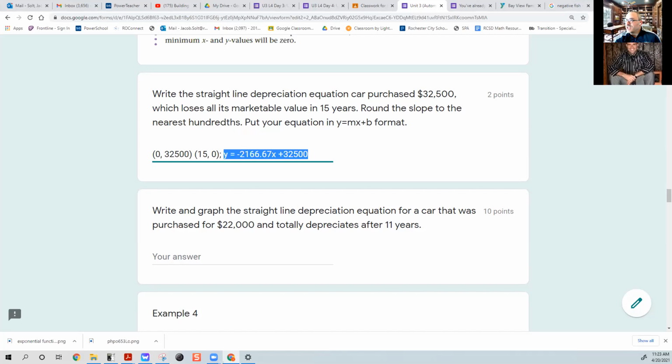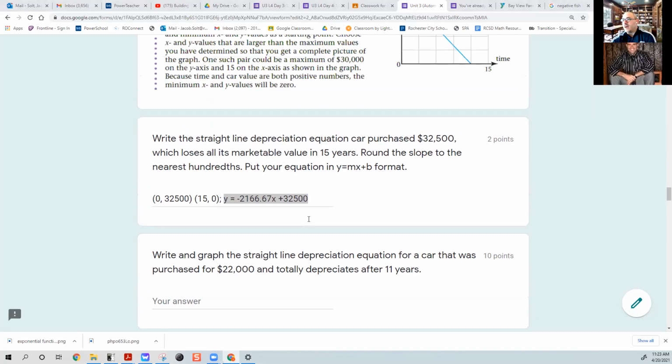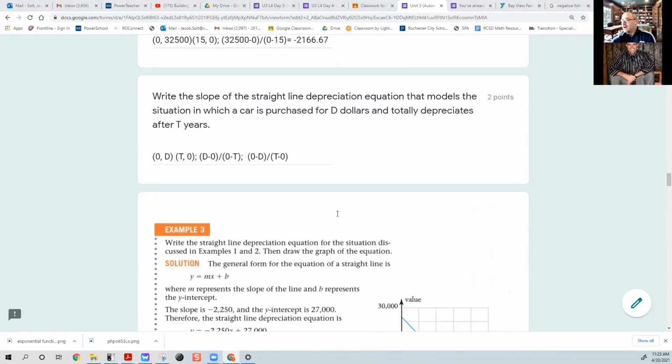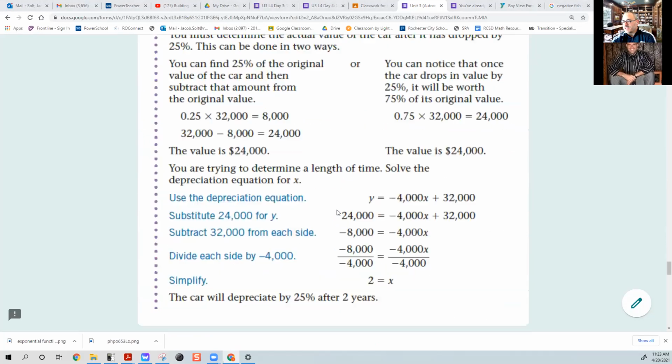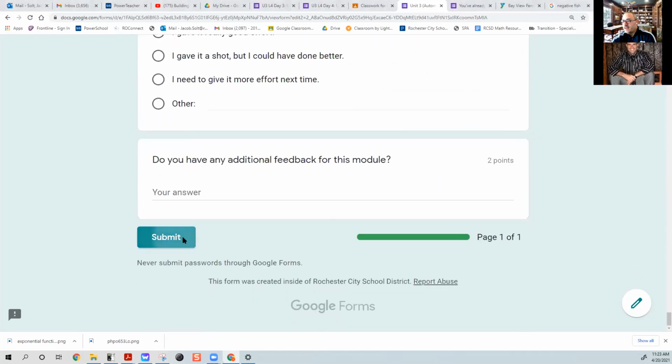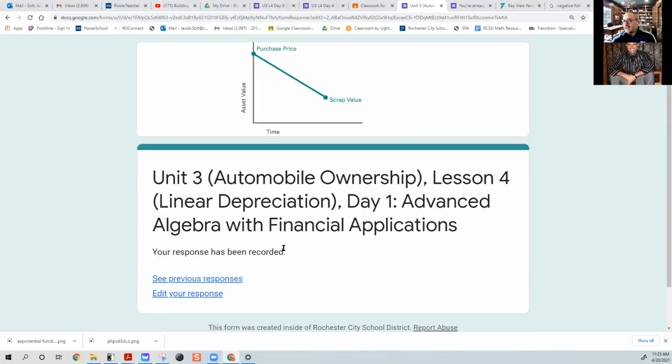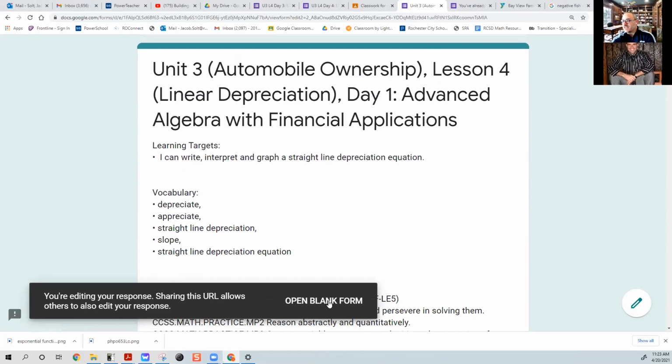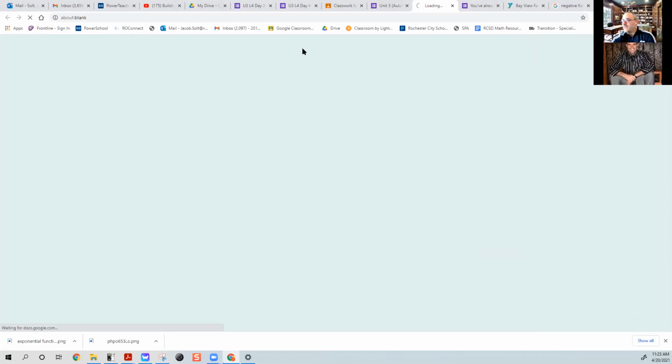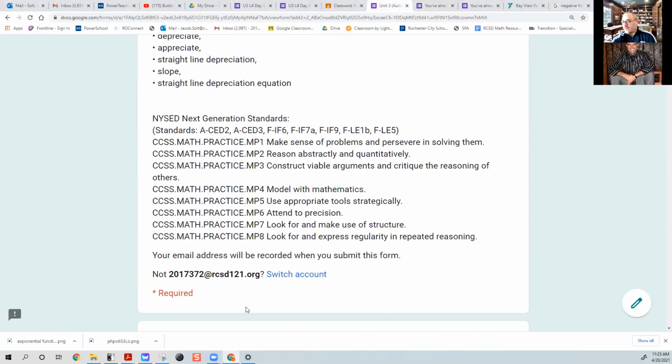All right, I got something in the chat popping up. If your stuff didn't save, down at the bottom there should be a submit button, and then it'll say your response has been recorded. If you're opening this up for the first time, you can always use the video here to quickly grab the answers.